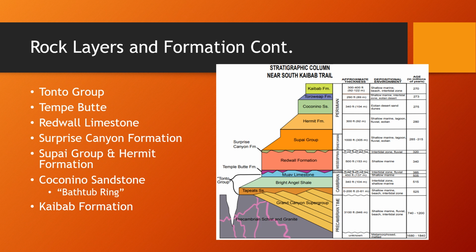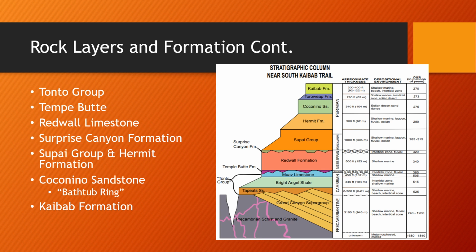The next layer of rock was also brought in by the sea and is called the Temple Butte Formation. This formation was formed about 385 million years ago. After the Temple Butte is the Redwall Limestone Formation. The Redwall Limestone was formed 340 million years ago. It is made of a soft rock, so caves were easily formed by the seas in this rock due to the erosion. Next is the Surprise Canyon Formation. This rock layer contains a lot of fossils, mostly of plants, and formed 320 million years ago.